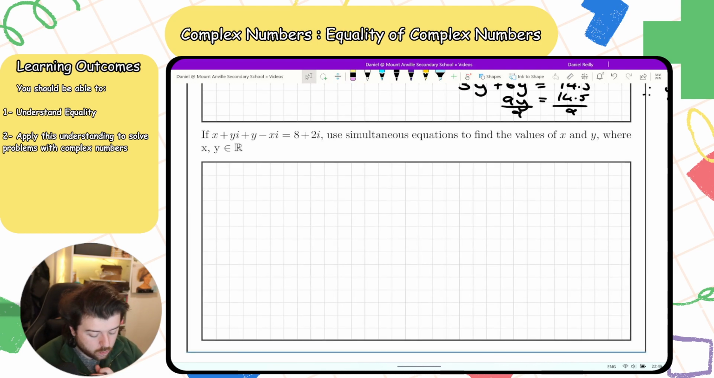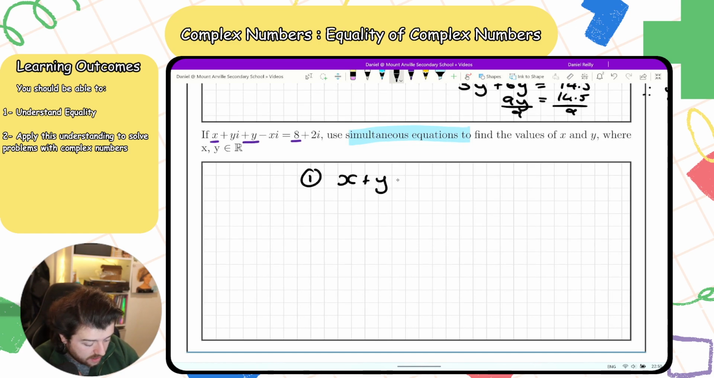If x plus yi plus y minus xi equals 8 plus 2i, use simultaneous equations to find the value of x and y. So we need to make two equations here. So real with real, imaginary with imaginary. So I know x plus y is going to be equal to 8. That's my first equation here. x plus y is equal to 8. Let's look at my second equation. y minus x is going to be equal to 2. So minus x plus y is going to be equal to 2.